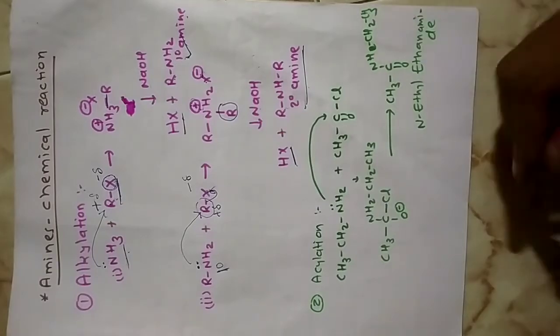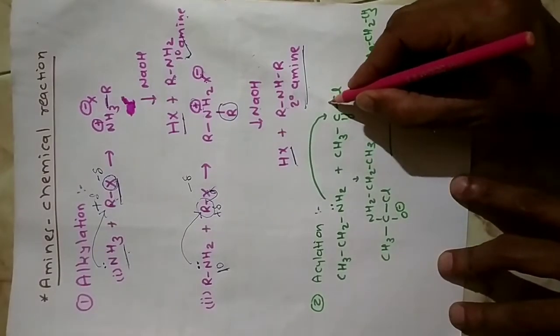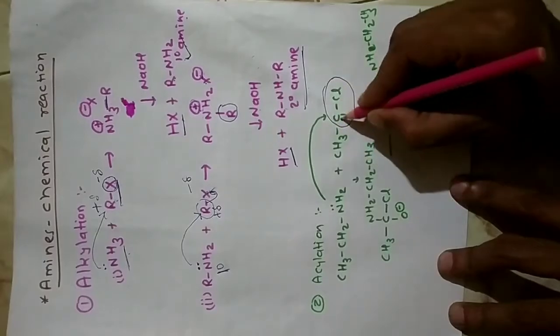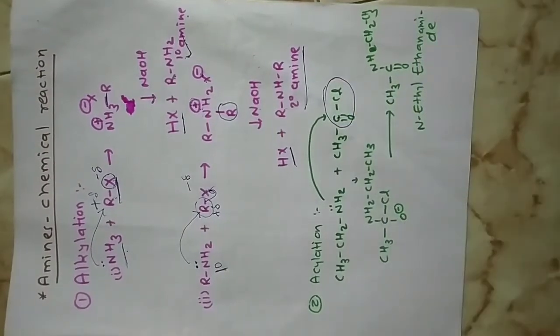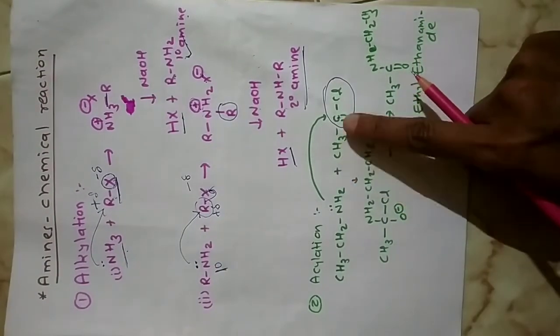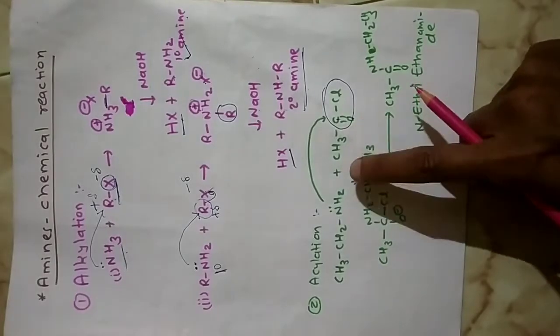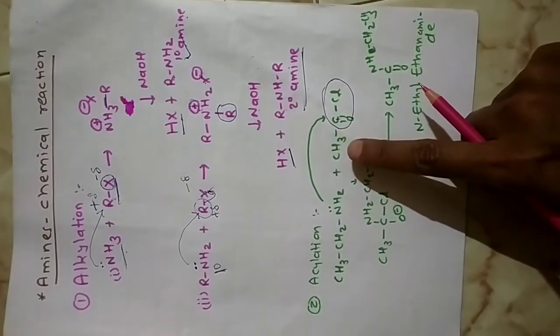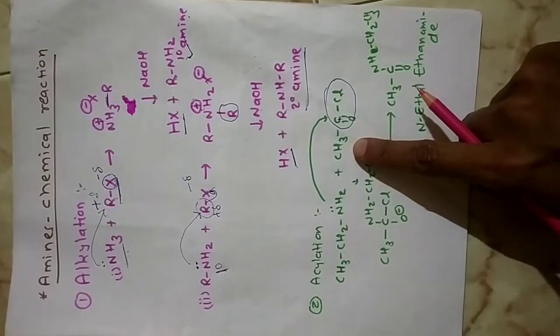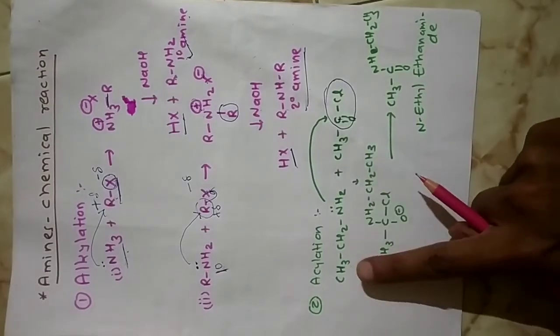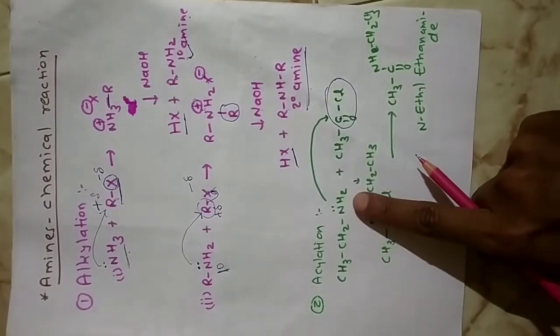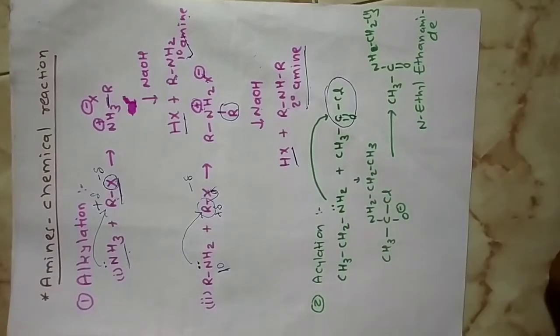Now what is an acyl group? COCl, that is our acyl group. Here an R group, an alkyl group, will be there. As the alkyl group I have taken CH3 here, the methyl group. This one is our amine, you can see CH3, CH2, NH2.